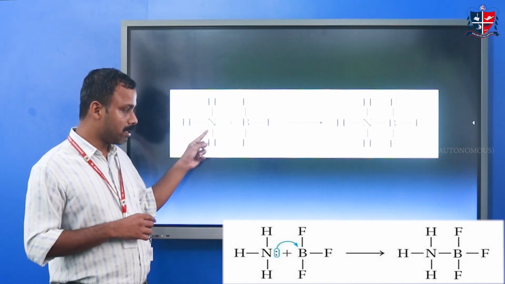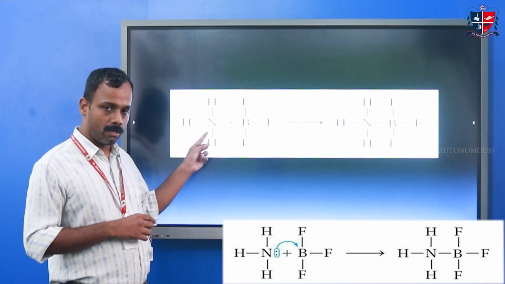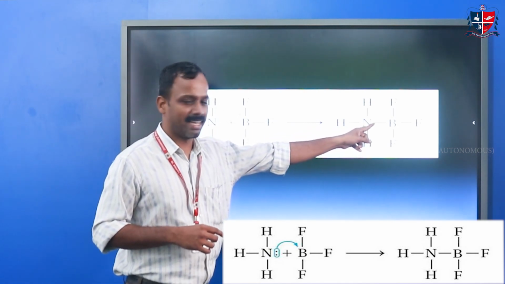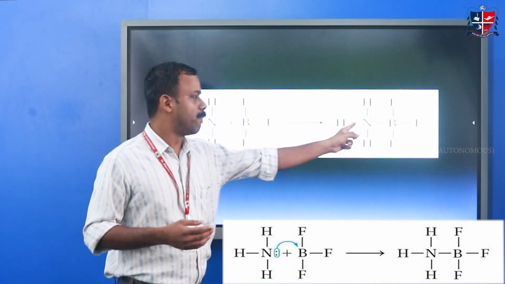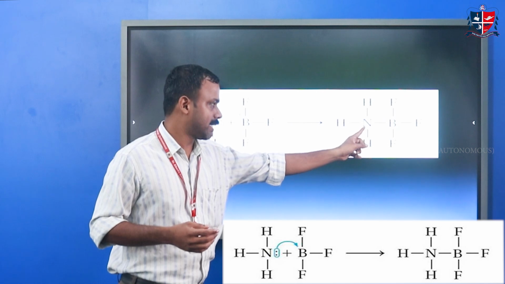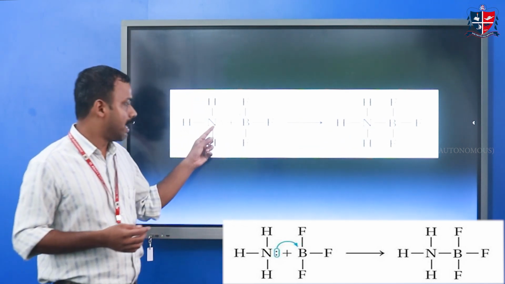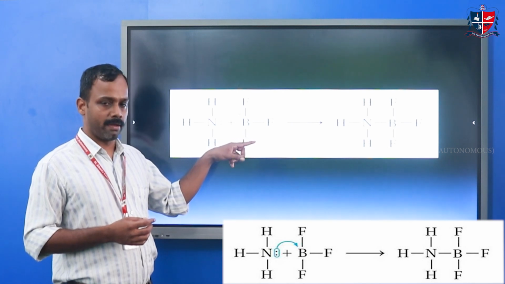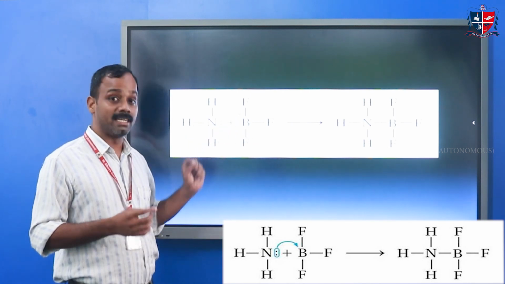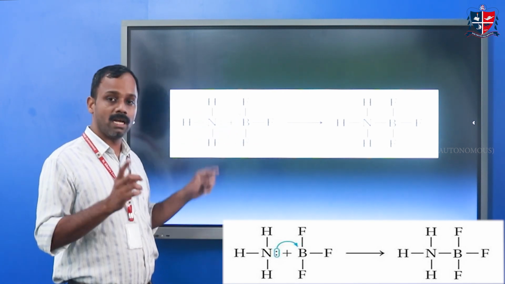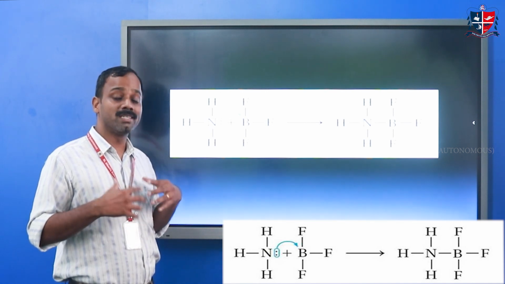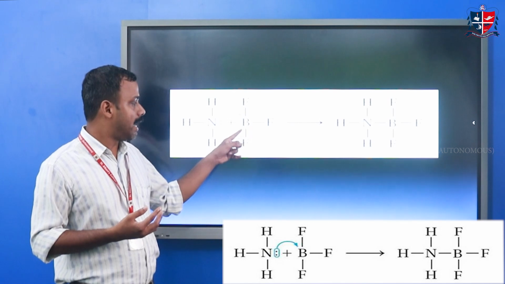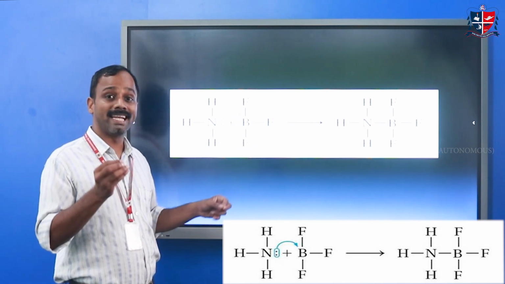So this ammonia molecule donates its lone pair to BF3, and a covalent bond, or we can say a coordinate bond, is formed between nitrogen and boron, right? And here ammonia donates its lone pair to BF3. So lone pair donors are said to be bases. So here ammonia is a Lewis base. So Lewis bases are electron rich molecules that can donate their electron pair, and this BF3 is electron deficient.